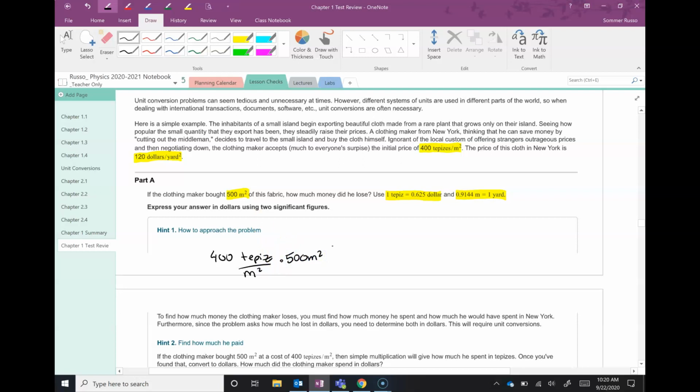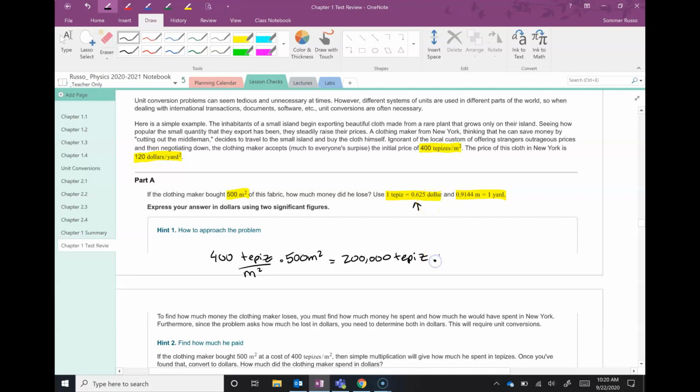Why do you think I'm doing it like this? Well, if I find out what I paid per area, and I give it an area, I'm able to find out how much I actually paid. So I have 400 times 500, and I get 200,000 TEPs. That's how much money he spent in TEPs, but that doesn't really mean a whole lot to us. So we want to find out how much he spent in dollars. Let's convert from TEPs to dollars.